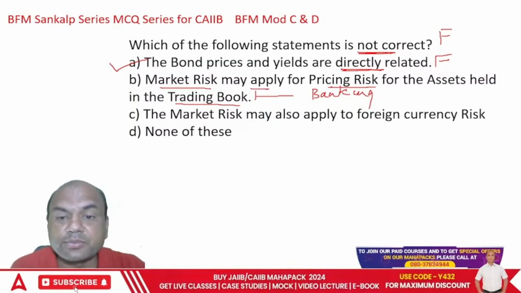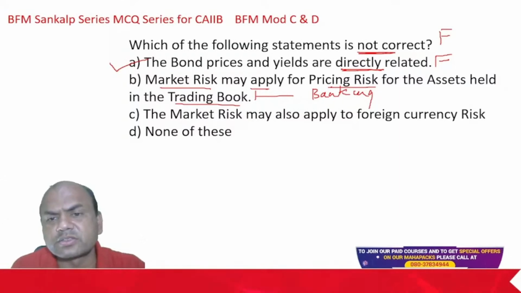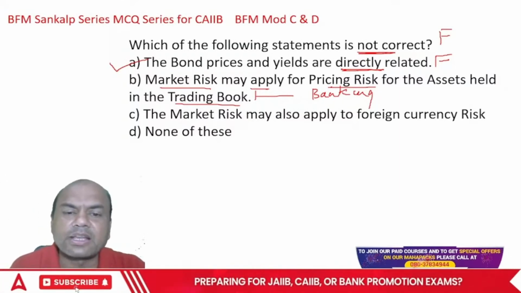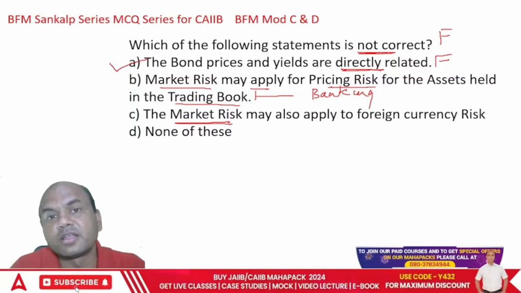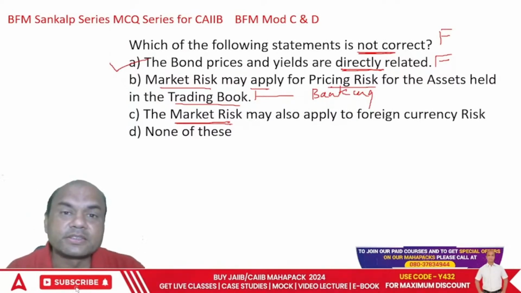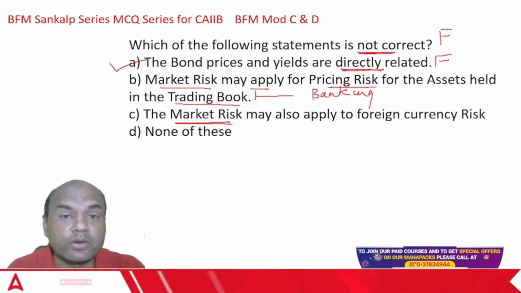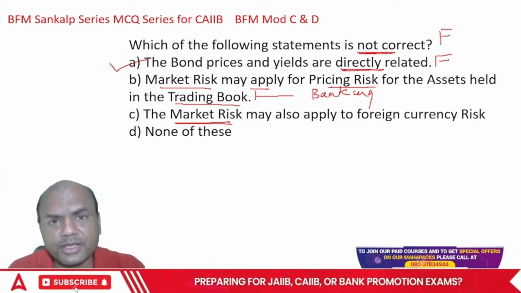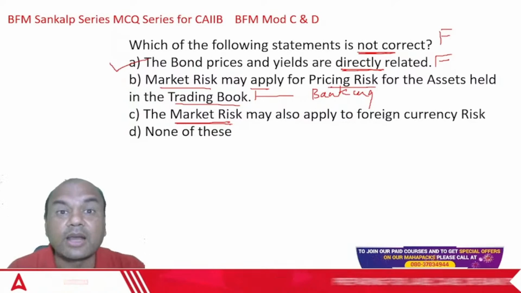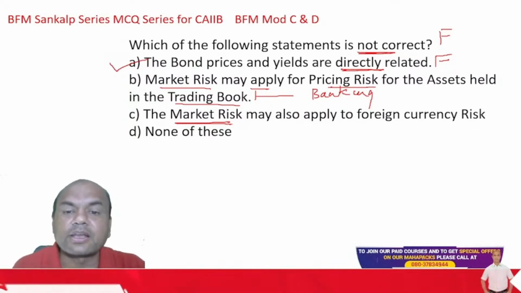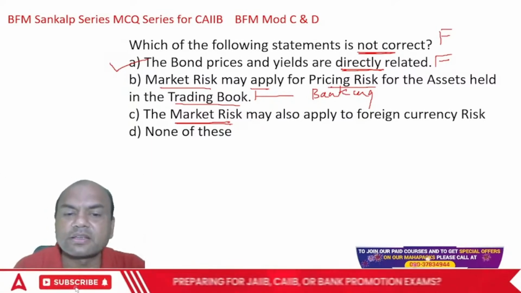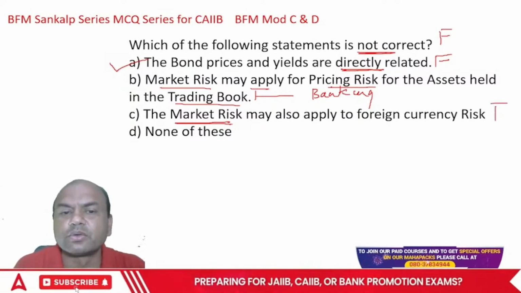The market risk may also apply in foreign currency risk. So obviously, what does market risk mean? That risk which is not in your hands. Like the Russia-Ukraine war, COVID, is it in your hands? Nothing. RBI changing the repo rates is not in your hands. So that's why market risk may also apply to foreign currency risk. That is also true. So the answer is only A.